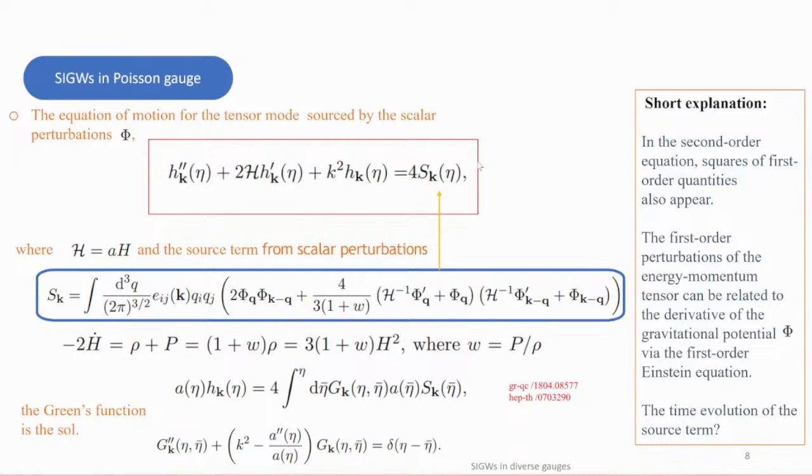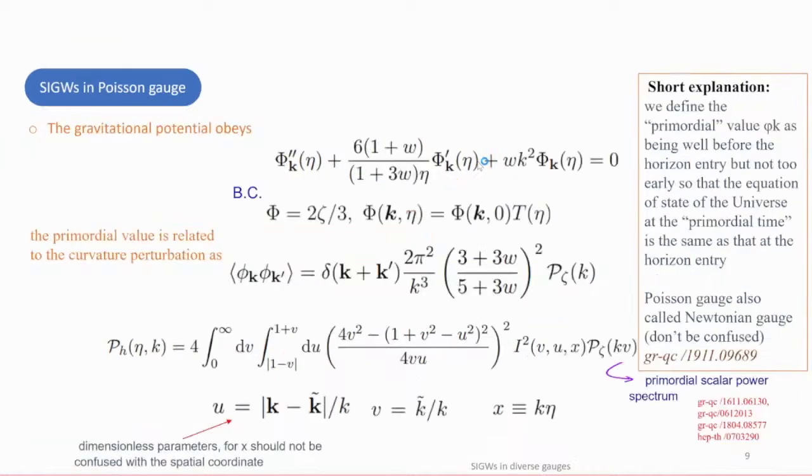So here I have a short explanation that in the second order equation, the squares of first order quantities also appear. The first order perturbation of the energy momentum tensor can be related to the derivative of the gravitational potential, via the first order Einstein equation. When we discuss the time evolution of the source function, we have to find out the solution using this source term. So here are further quantities. We just have to find out the solution for the scalar perturbation.